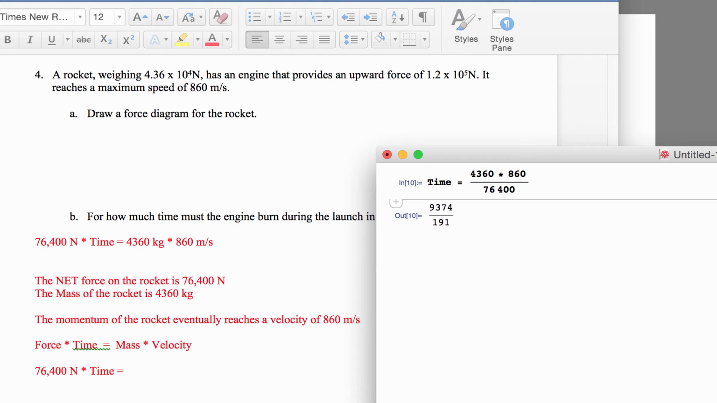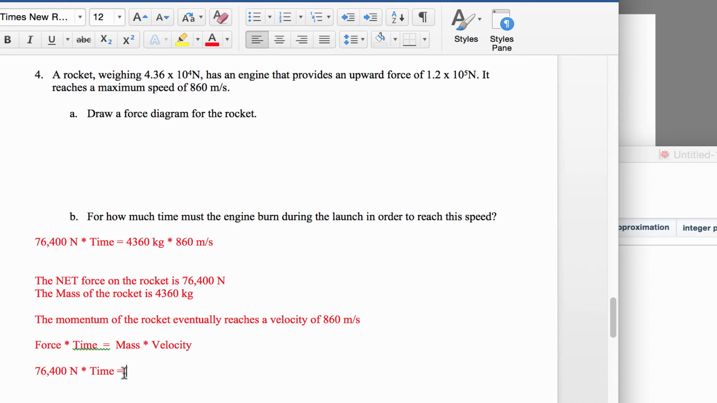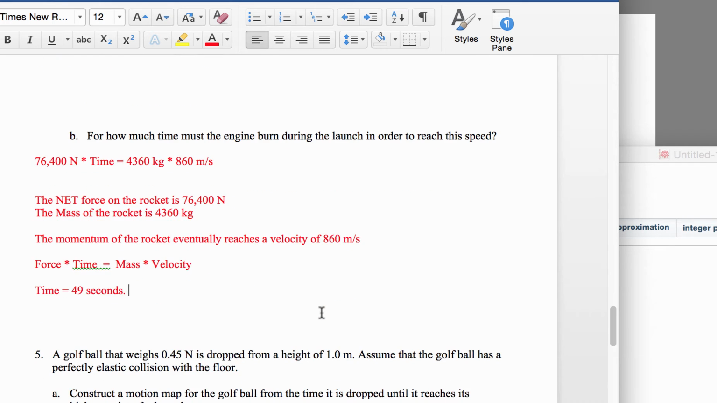Oh, I don't want a fraction. In this program, I've got to do / n to get a number, 49 seconds. So the time must be time equals 49 seconds. That's a reasonable amount of time. If you ever watched a rocket launch, like a big rocket, this is a big rocket, almost a minute. Okay.